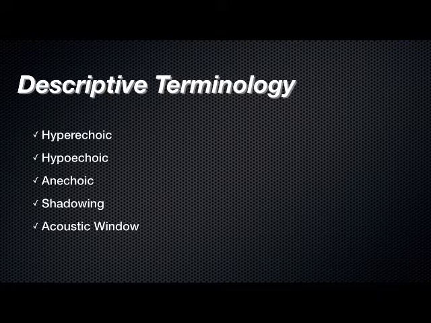Shadowing is a term that refers to the loss of ultrasound transmission. So there's basically absence of ultrasound transmission. You're going to see shadowing behind calcified structures like bone and gallstones and any calcifications in blood vessels. The other thing you guys should know about is something called an acoustic window, and an acoustic window is essentially a space through which you can actually transmit ultrasound waves.